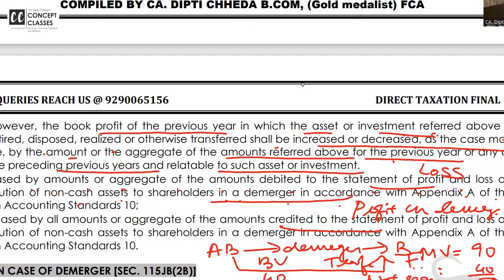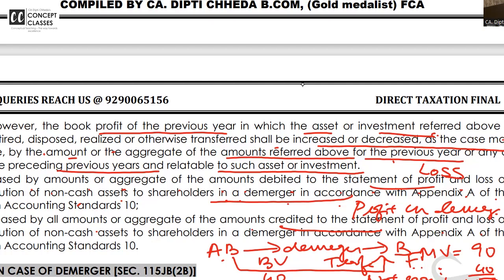Not recognized now. Shall we pay MAT on this? For AB company, 50 rupees is the profit. Shall you pay MAT on this? Answer is no. Because the asset is just transferred to my demerged company. When it is sold by the demerged company, at that time whatever is the actual profit, that we will take. On this notional profit, MAT is not payable. Now look. Decrease the amount credited to the P&L on distribution of the non-cash asset to the shareholder.